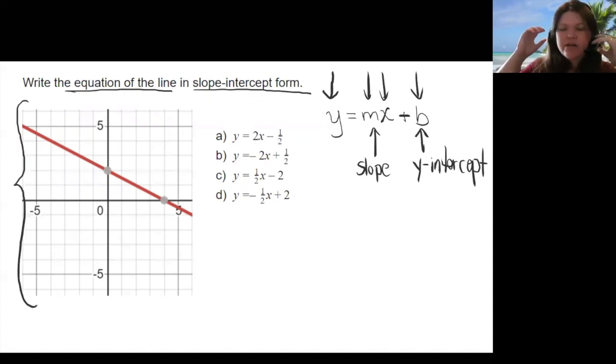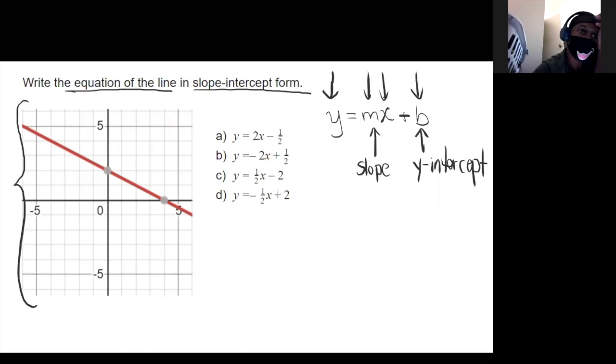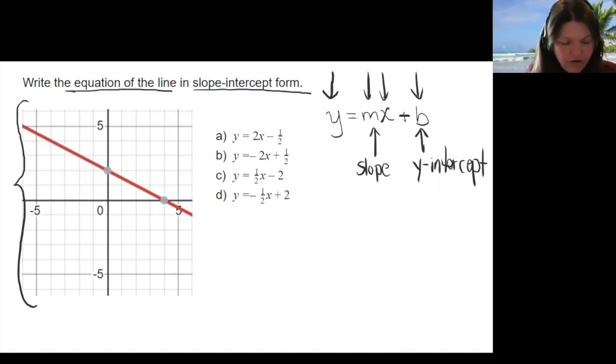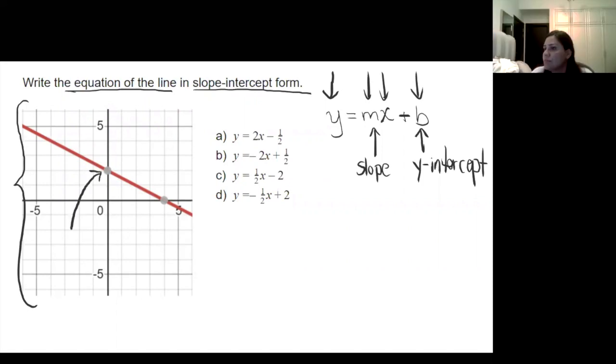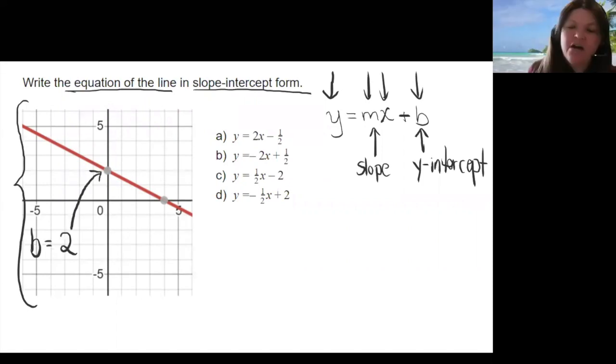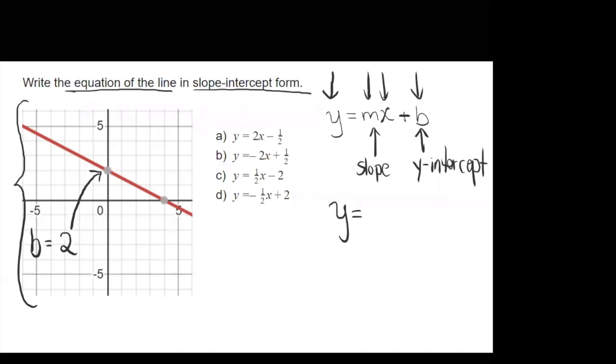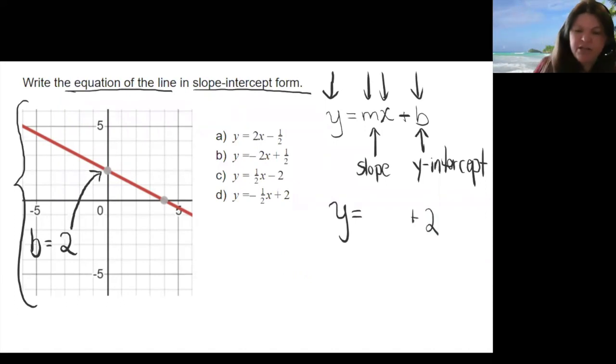Do you know how to find it on a graph? Where it crosses the y-axis. Yeah, it's where my line crosses the y-axis. Where is that? 2. Beautiful. So I have a b, a y-intercept of 2. I'm going to have a 2 plus b plus 2.